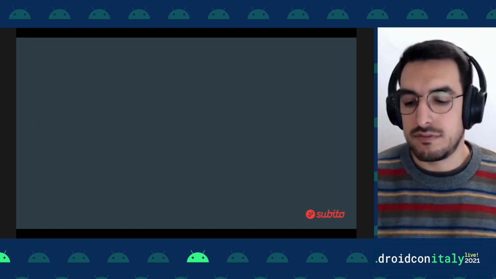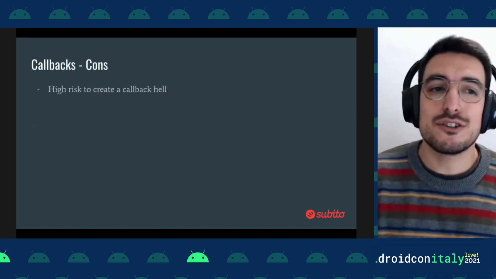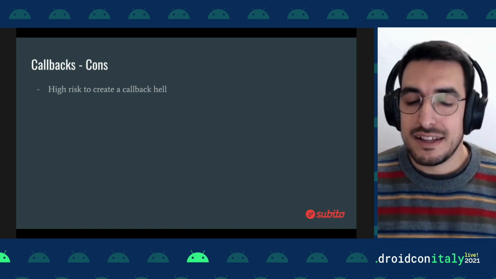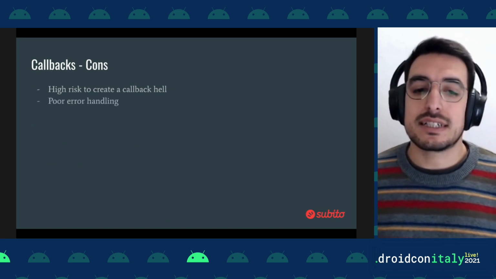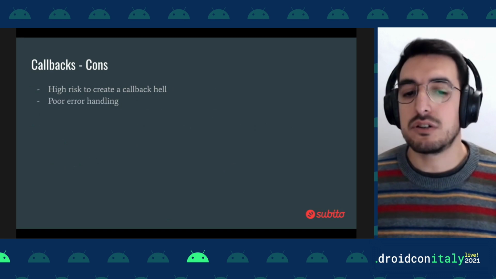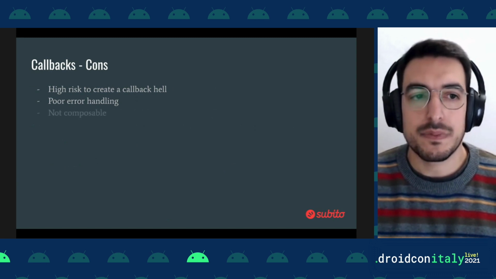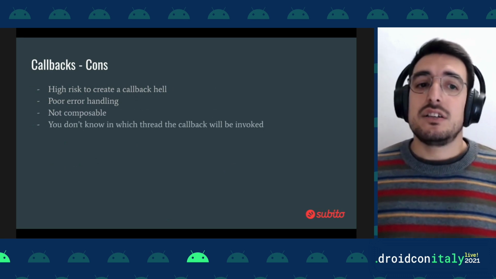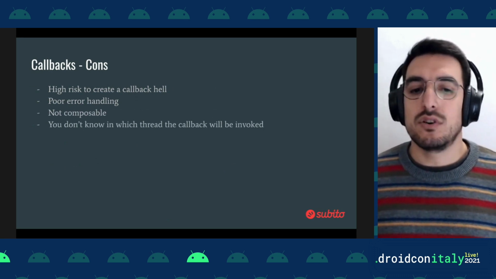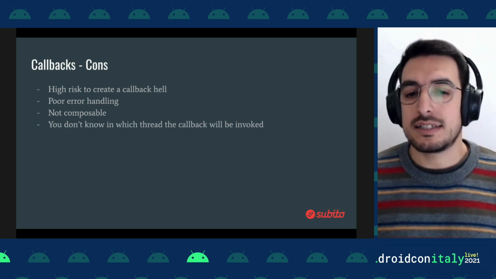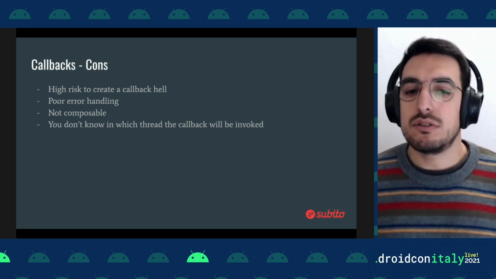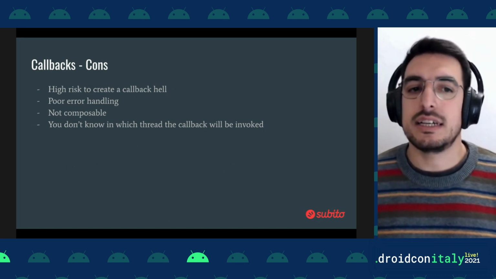Which are the cons for the callbacks? Well, of course, you heard about the risk of creating a callback hell. And also, as you can see in the example before, we have poor error handling because we need to put the execution inside the try-catch block. Also, callbacks are not composable, and you don't know in which thread the callback is invoked, because in the example above, you can see that we wrote all the code, but we didn't specify in any case in which thread it will be executed.